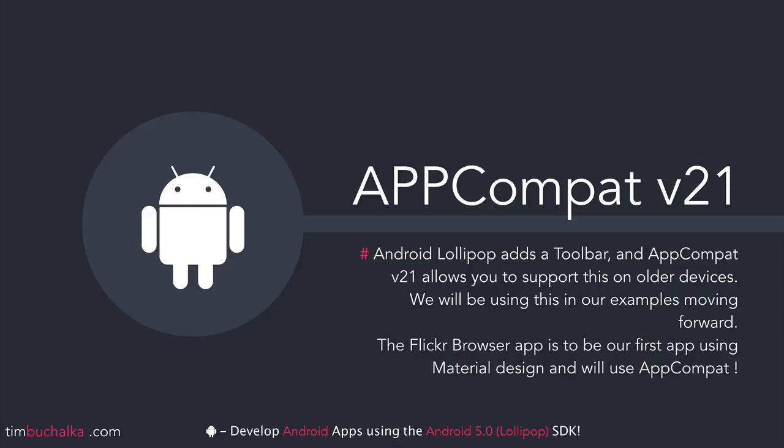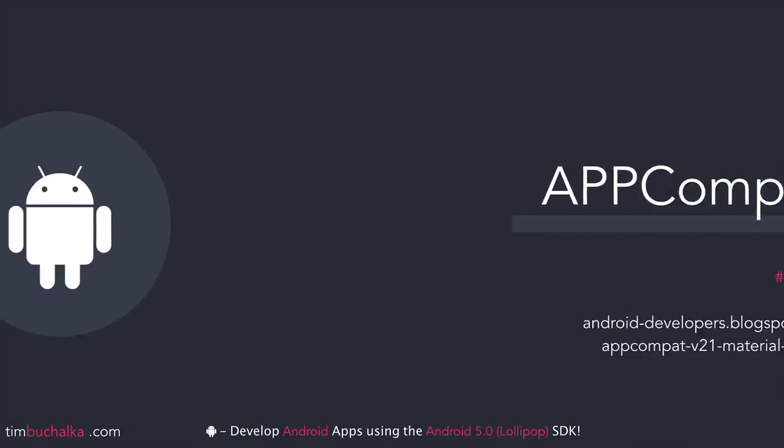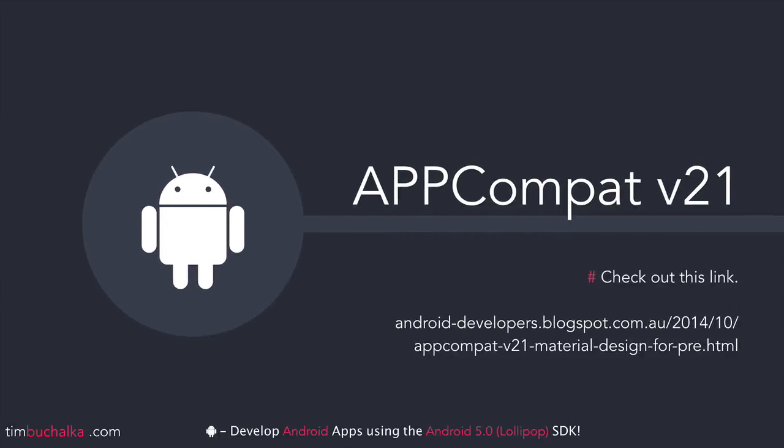So we're going to be using this in our examples moving forward. In actual fact, the Flickr browser app is our first app using material design, and it's going to be using this very library. So check out this link. I'm not going to read it out. It's quite a long one, but that's the announcement they made in October of this year. And there are more links you can go to find out more information. But we will be going through this, as I said, through the course, and we're going to be using this very library in our code to make sure that pre-Lollipop Android devices can still see the material design on their devices.